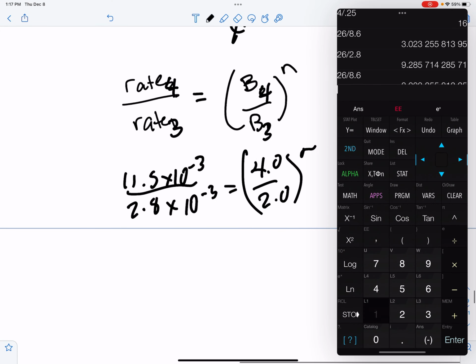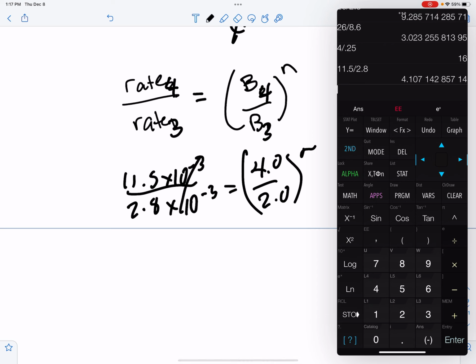I have 11.5 divided by 2.8, because remember my times 10 to this cancel out. So that's left with 4, and then this is 2 to the n. And to solve this, I either bring the n to the front and take the log of both sides, like I take the log of both sides and that brings the n to the front. Or I just need to make sure that these have the same base. So this needs to be base 2. And then I can see that n is equal to 2.